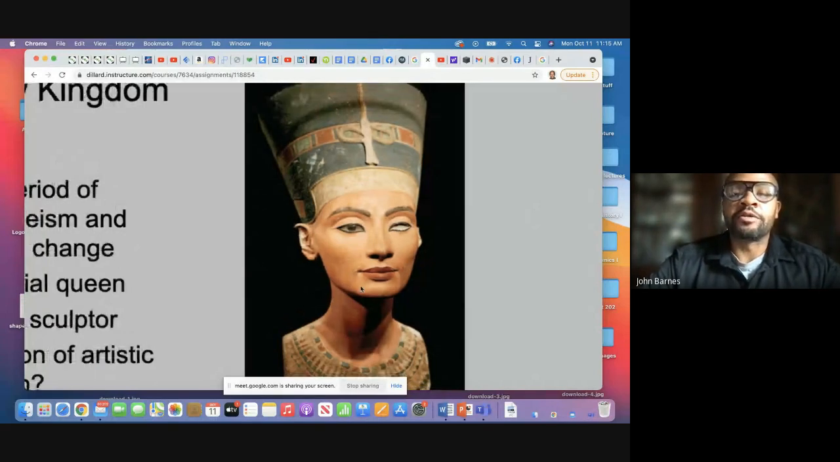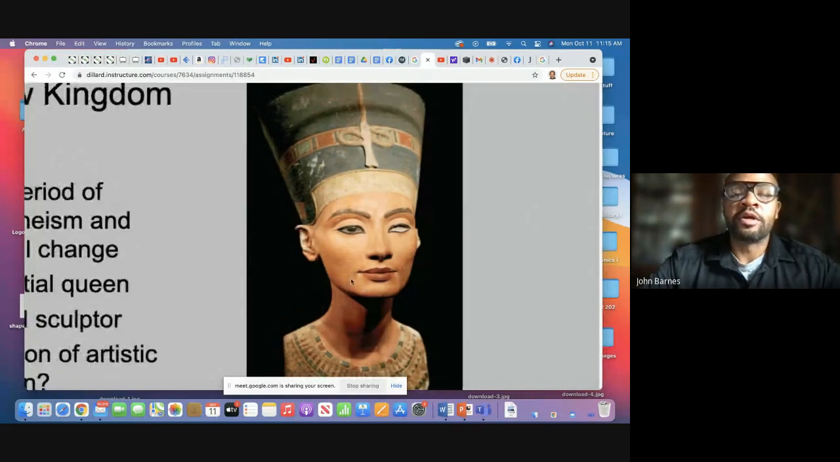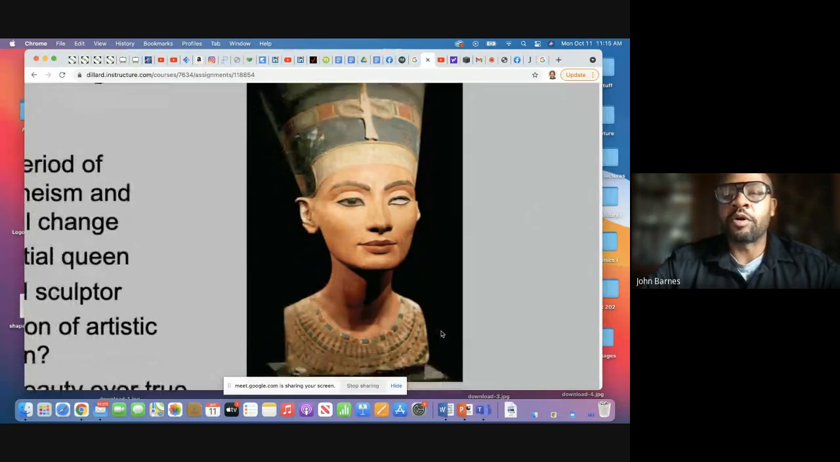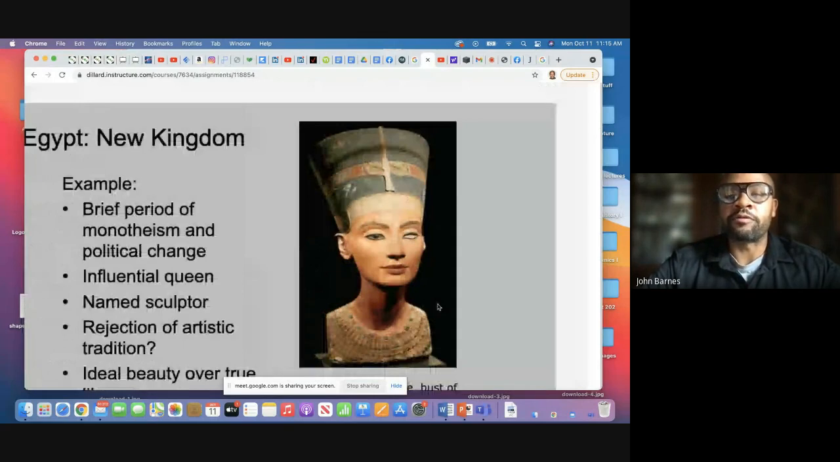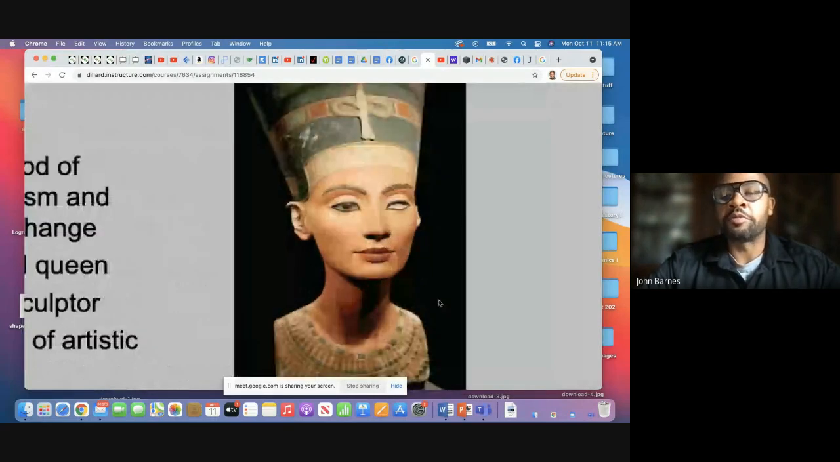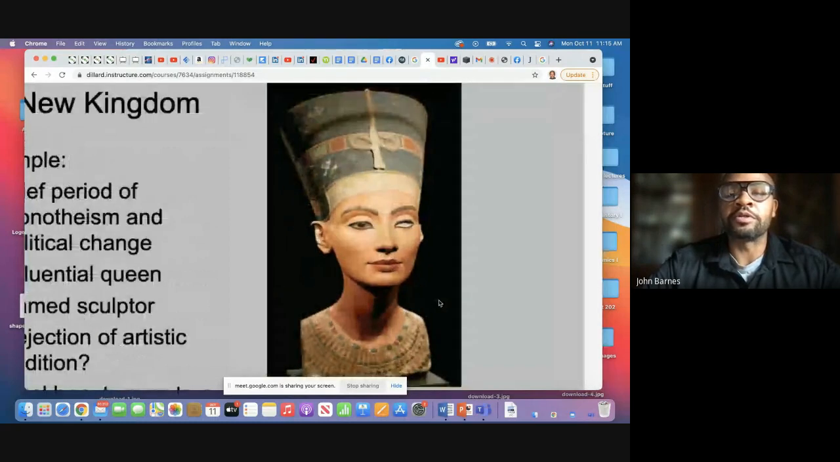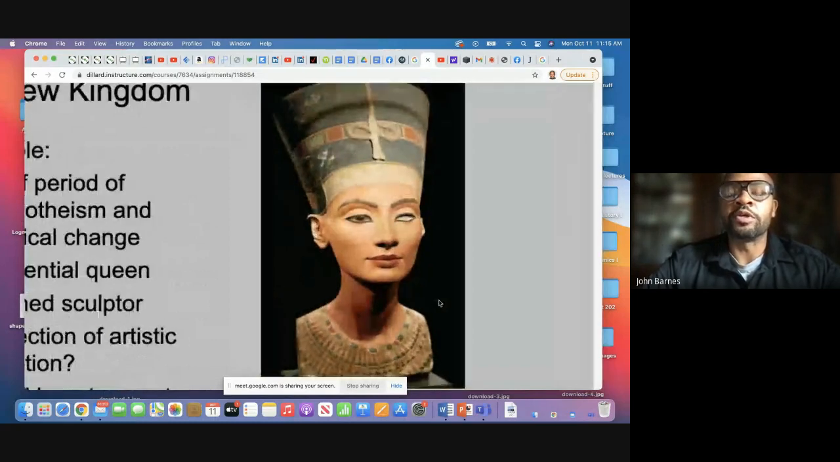And the fact that this was made with plaster and inlaid eyes versus being carved from one solid piece of stone, which was the standard at that time, has led some archaeologists to believe that this is a fraud, that this is an image made in modern times to inject Europeans into the history of ancient Egypt.